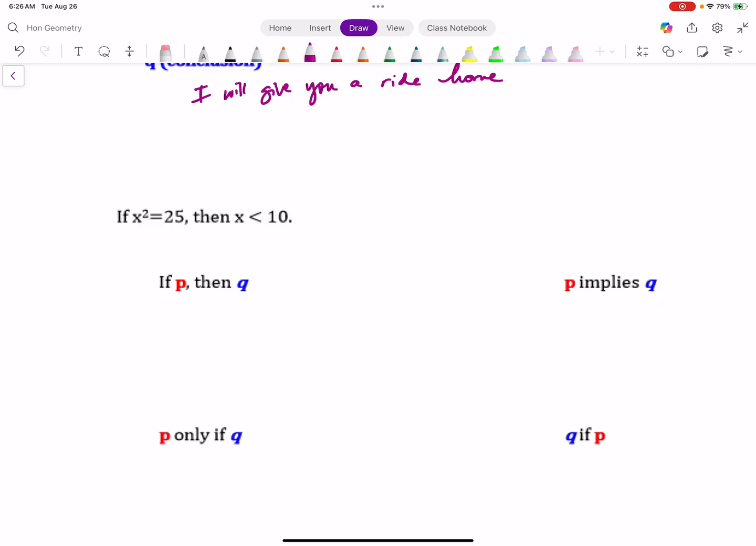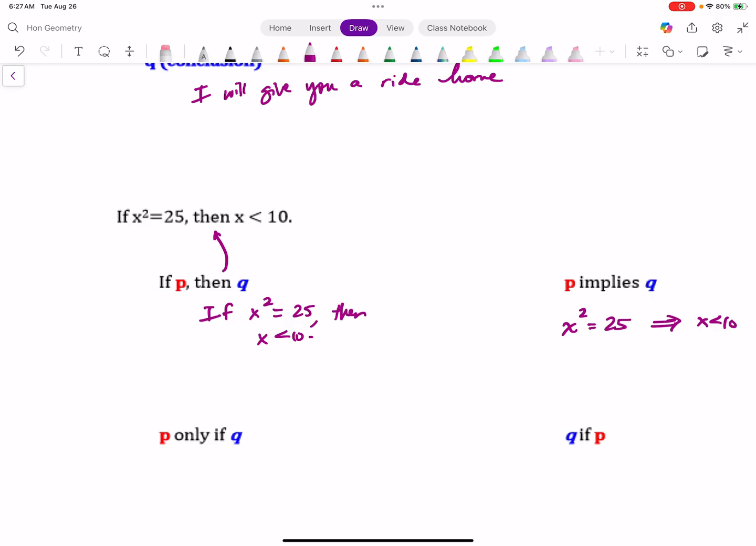Okay. This next one, if x squared is equal to 25, then x is less than 10. So the way you'll see that, if p then q, that's this one. If x squared is equal to 25, then x is less than 10. You'll see p implies q, so x squared equaling 25 implies that x is less than 10.